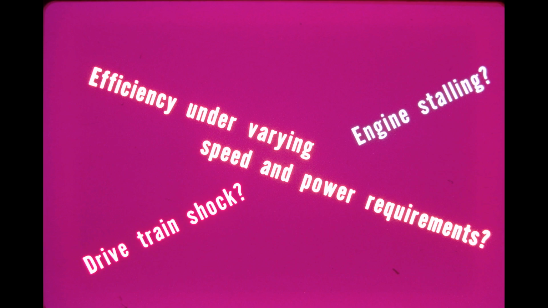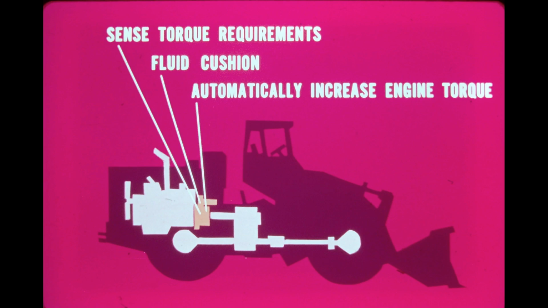For instance, how could the transmission be made to operate efficiently in a selected gear under varying speed and power requirements? What would keep the engine from stalling in heavy load situations, short of the operator continually shifting to keep the load off the engine? And how could the drivetrain be protected from the tremendous strain produced by instant gear ratio changes? Only the torque converter could solve these problems.